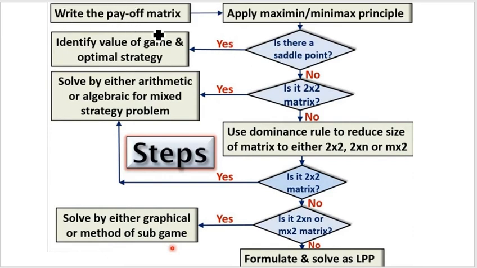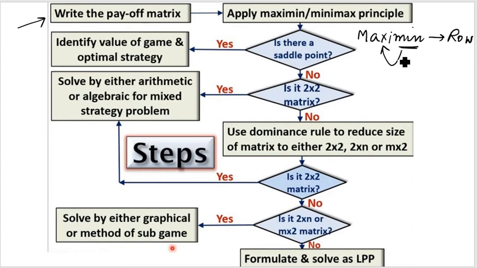whatever matrix we are going to draw based upon the problem, we write the payoff matrix, then we apply the maximin and minimax principle. Maximin means out of the minimum, what maximum gain we are going to get, and this strategy is generally adopted by the row player.